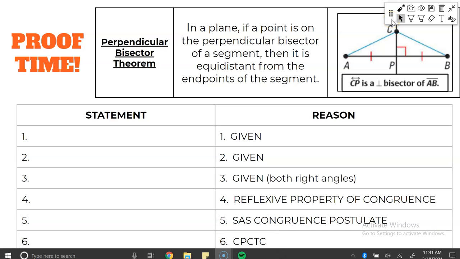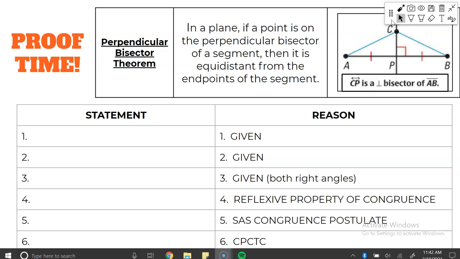All right, so the perpendicular bisector theorem proof. So the reason why this theorem works. So a reminder of what the theorem is. The theorem states, in a plane, if a point is on the perpendicular bisector of a segment, then it is equidistant from the endpoints of the segment.